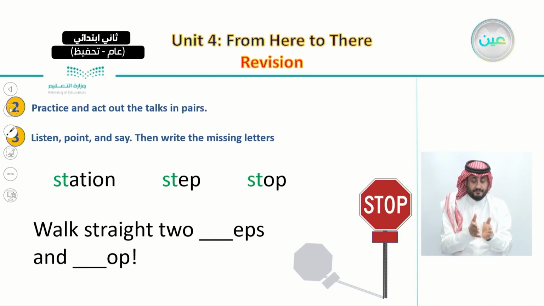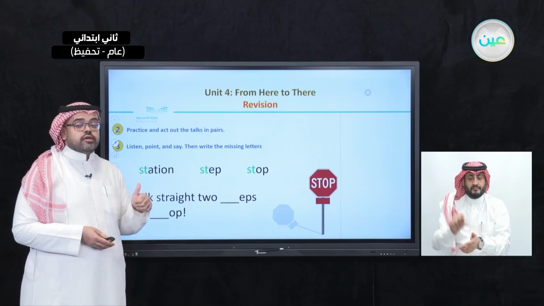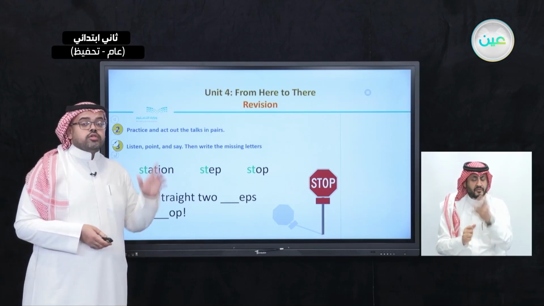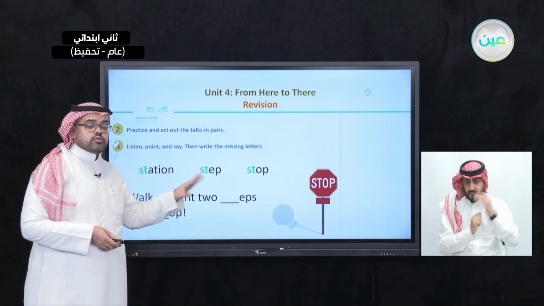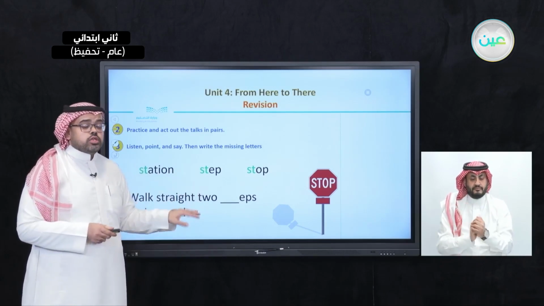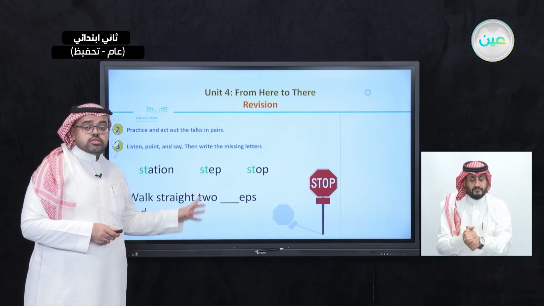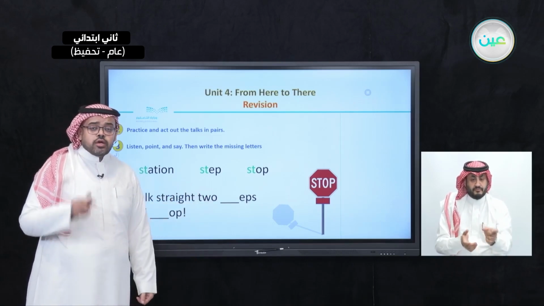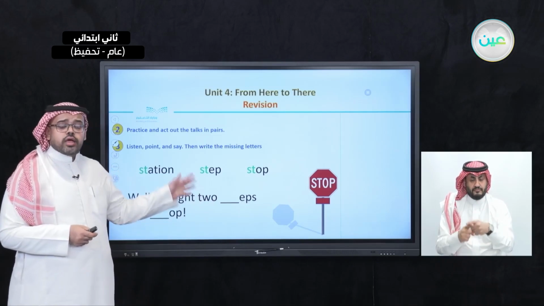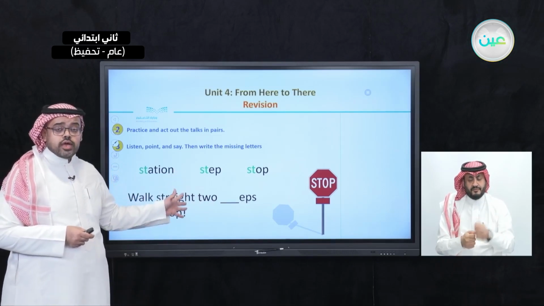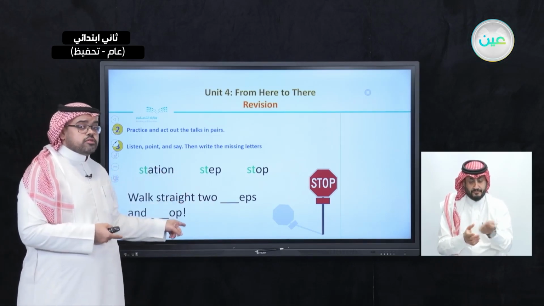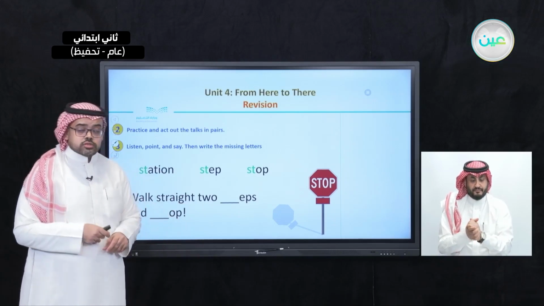Also, in the third exercise we did listen, point, and say. Here we have three different words that start with the letters S and T. We listened to how we pronounce each one of them, and we continued to write these sentences with the missing letters. So let's do a quick reminder and listen again to these words, and then we're going to complete this exercise with the missing letters.